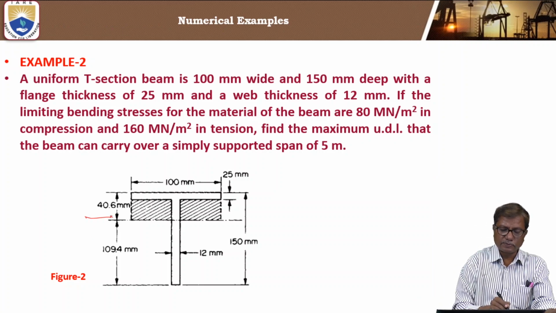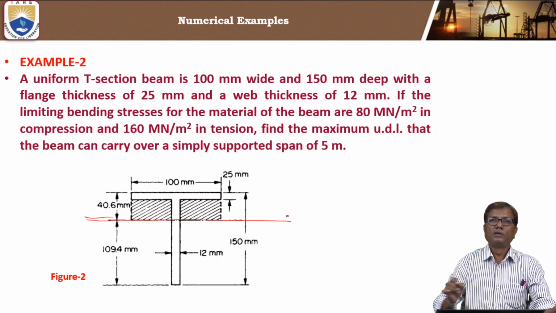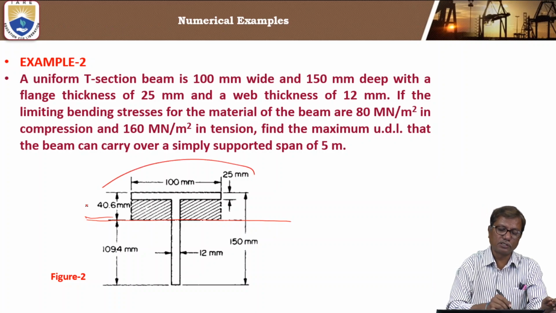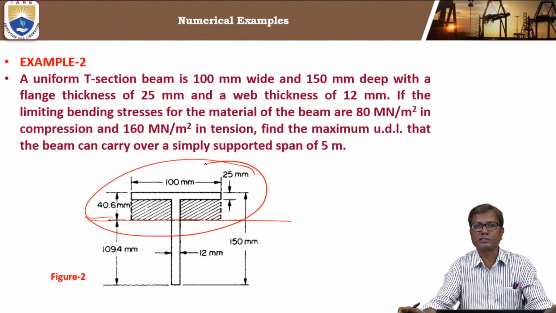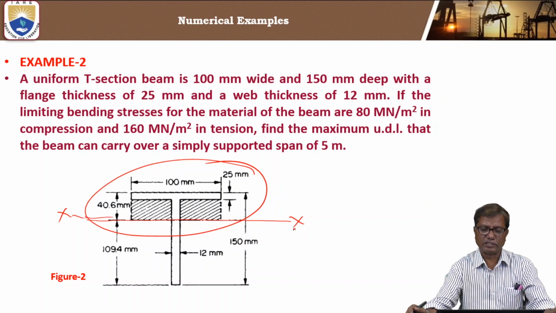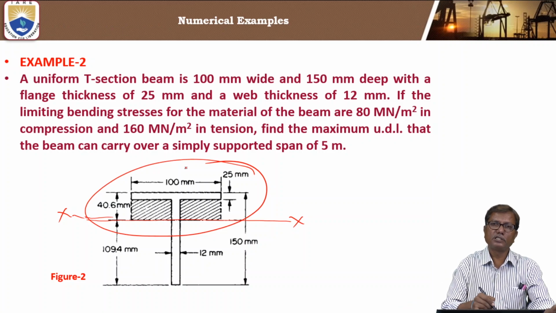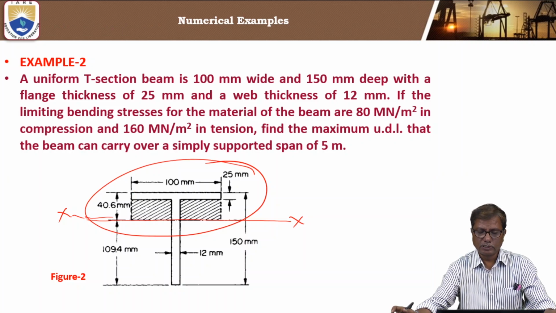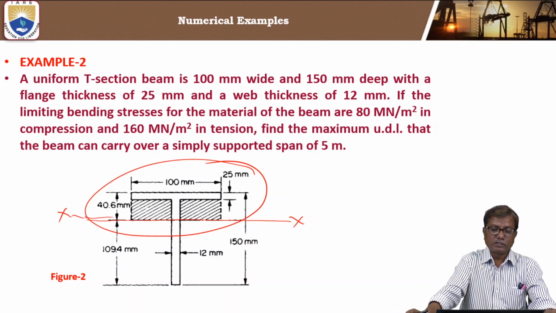It lies somewhere near to the top flange, because the area concentration is more here. The neutral axis or centroidal axis will be nearer to the top flange, because the area concentration is more at the top. So the neutral centroidal axis also is nearer to the top. So the T section dimensions are given.